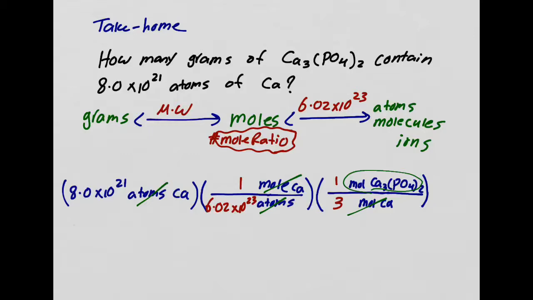Okay. Now the last thing to do, now that I'm here, I have to go to grams because they ask you for grams. So the last part is we have to go from moles to grams. Okay, how do I do that? Again, molecular weight, 1 mole of calcium phosphate is 310 grams. So then the moles can cancel out. I end up with grams of calcium phosphate.